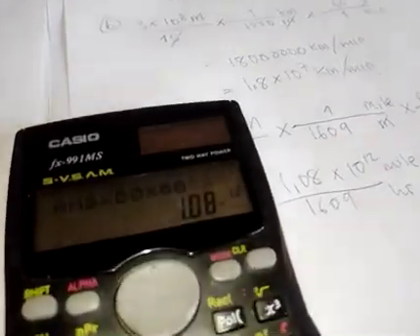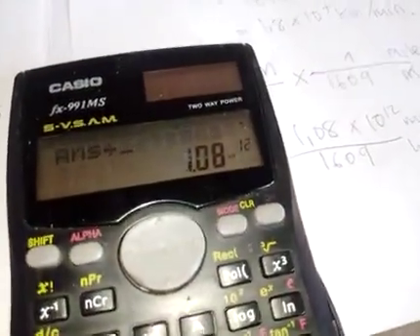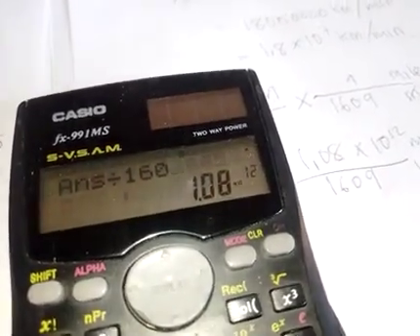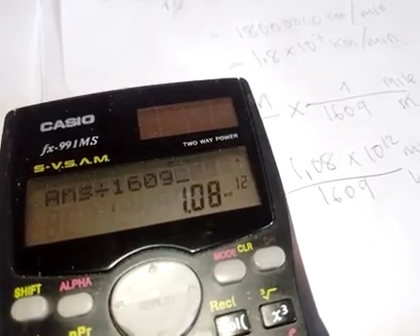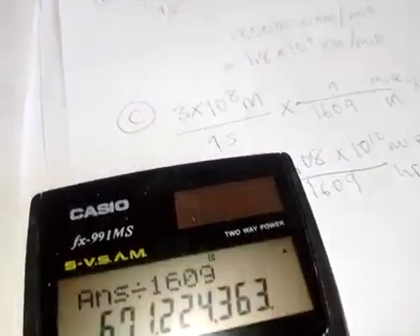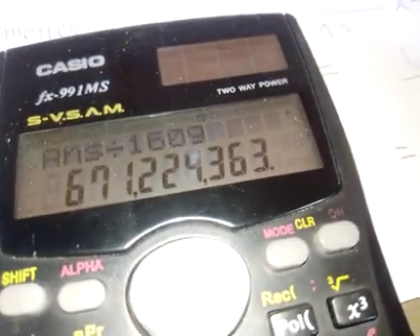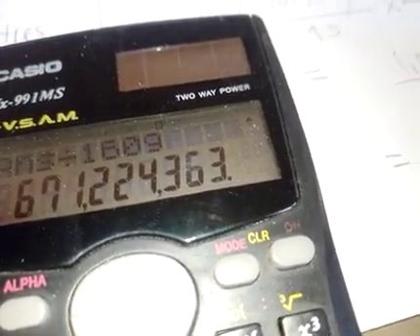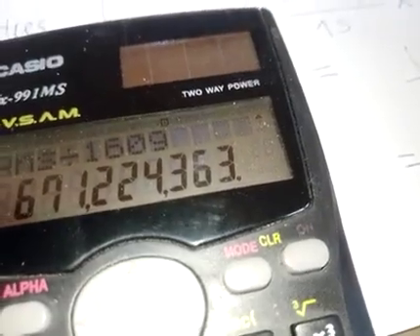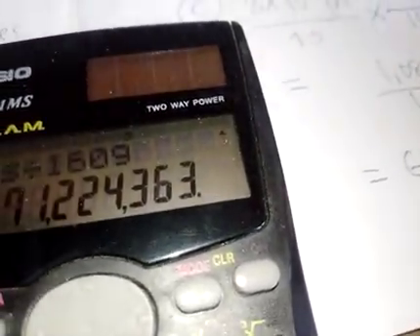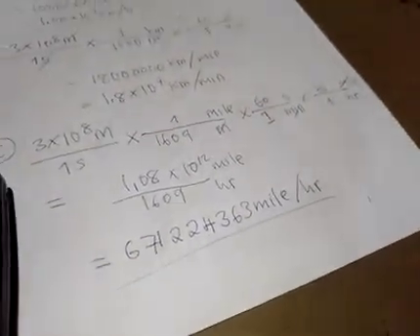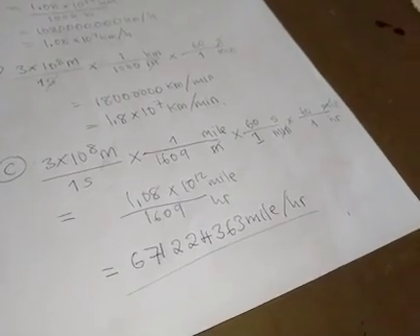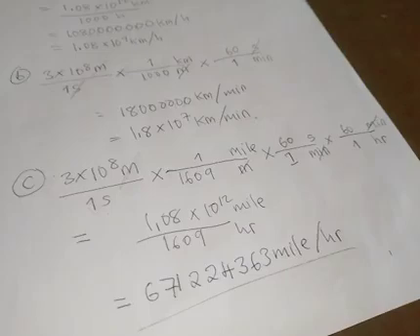So we divide by 1609. The answer, that's what we are getting: 671,224,363 mile per hour. Yeah, that's what we're getting. Meaning we have converted from meters per second to mile per hour.